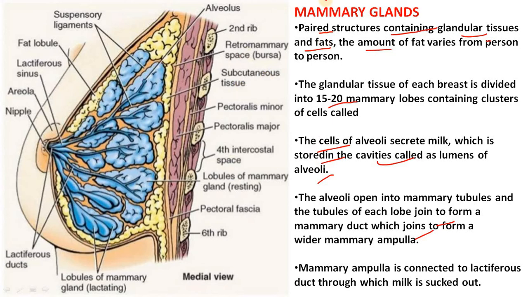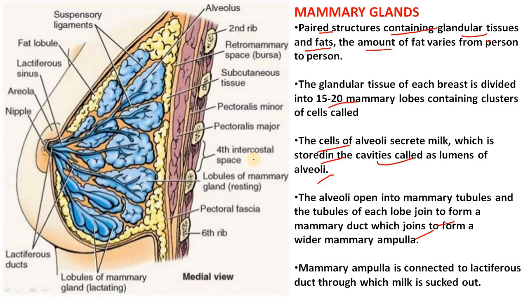And so, as you can see, this is the nipple, and these are the lactiferous tubules and the lactiferous ducts, and this is the lobules of the mammary glands. These are the alveoli, and this is the subcutaneous tissue, and pectoralis major and pectoralis minor, and the fourth intercostal space, as you can see.